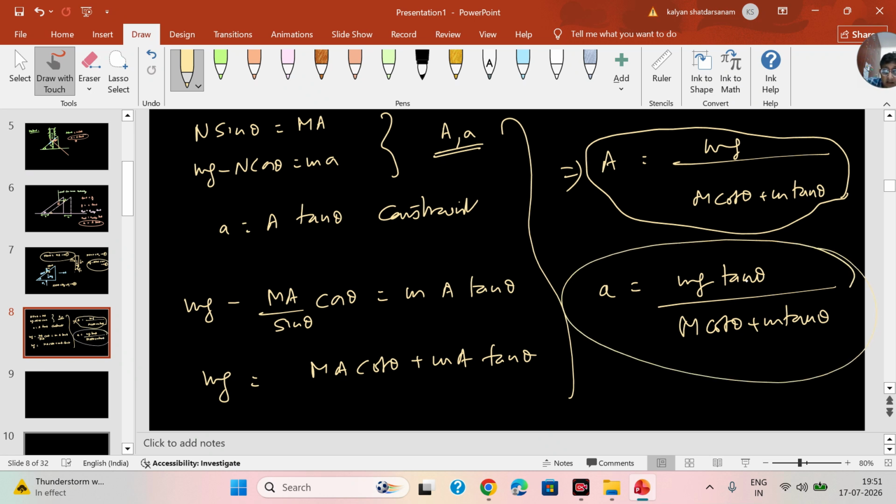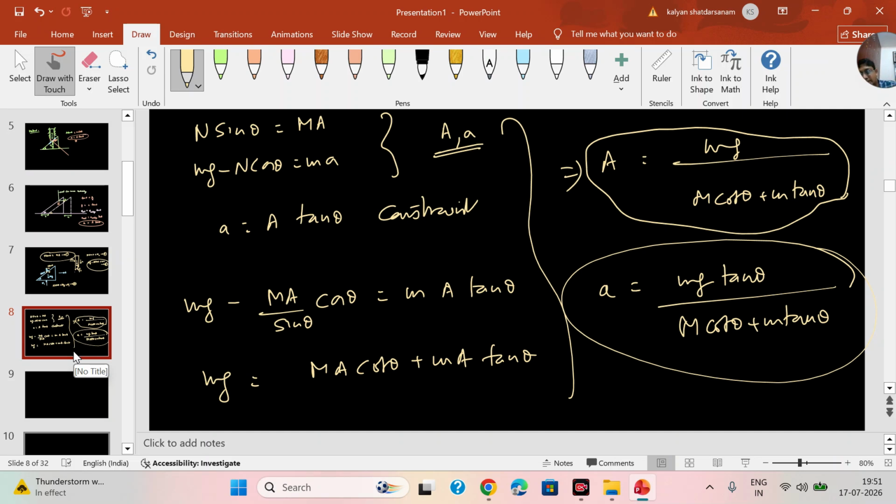This is a problem from the book called Irodov, actually, a very tough book, but it brings out all the concepts: constraint, wedges, how to draw a free body diagram, how to solve using Newton's laws, everything.